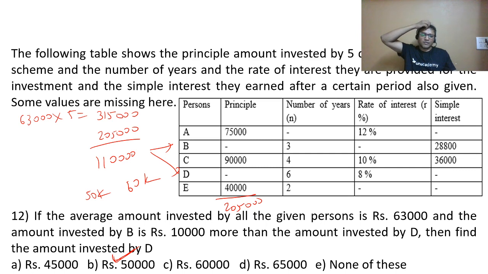So total is 315,000. From that 2,05,000 is what is given to you. So from the balance it will be 1,10,000. One value is 10,000 more than the other. So 50,000 and 60,000 is possible. So the answer will be B option.